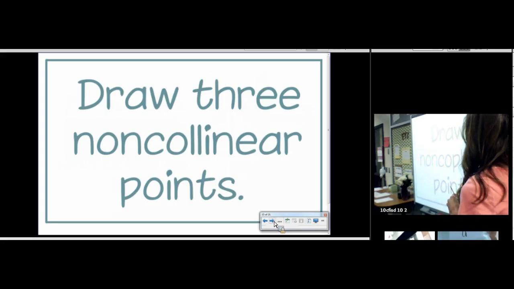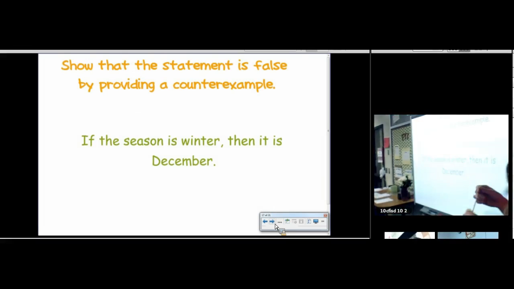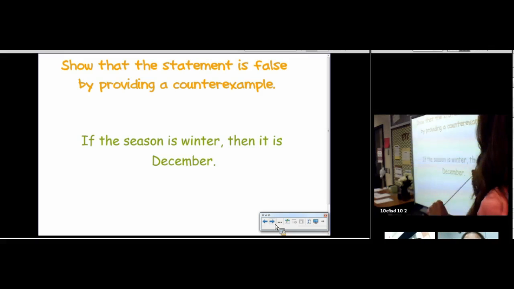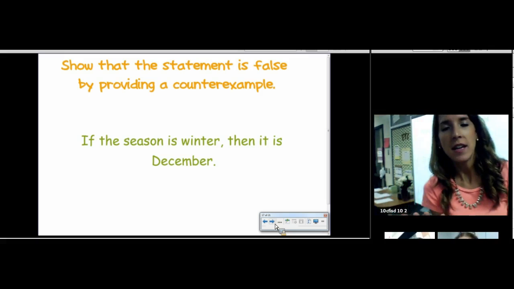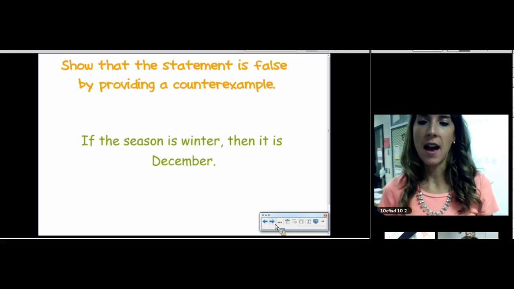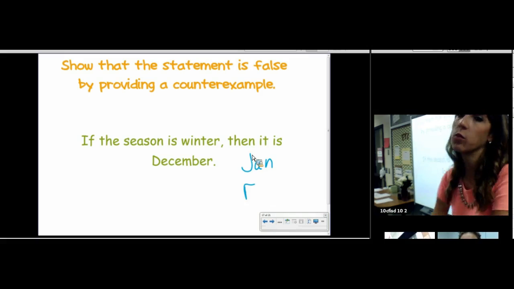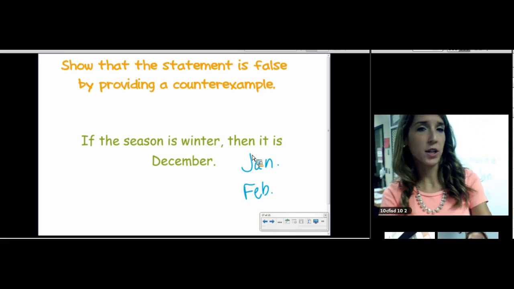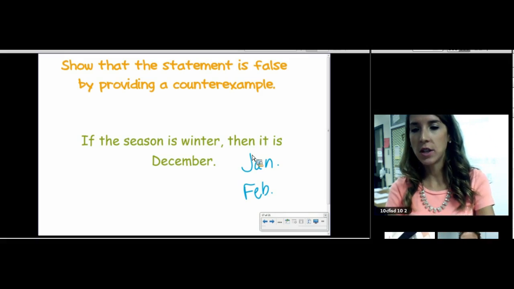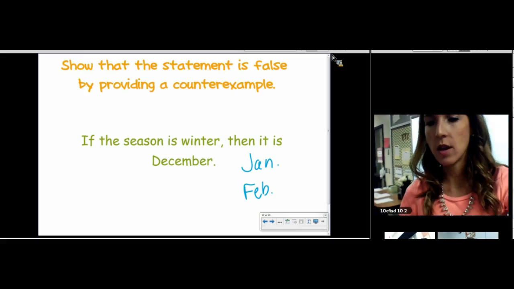Okay, we're going to skip the draw ones, and we're going to go into a counterexample one. Try this one. It said, show that the statement is false by providing a counterexample. So it didn't say if it's true or false. It says it's already false. Now give me a counterexample. So the answers would be January or February. Remember, a counterexample is just one word, usually, or one picture. It's not a whole sentence. So your answer could have been January or February.